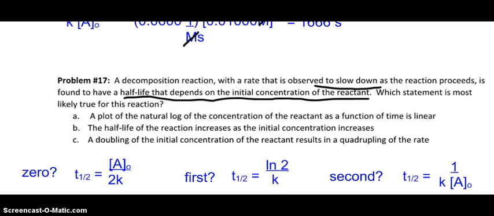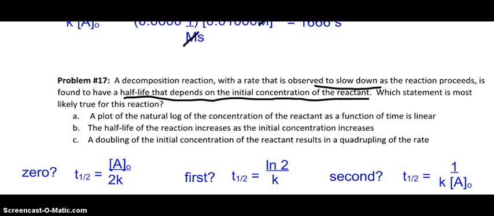All right, so knowing this is second order, a plot of the natural log of concentration of the reactant as a function of time is linear. What do you think about that? I hope you all said no, that's a first order answer. So if the answer was first order, then A would make a lot of sense. So A is wrong. How about letter B? The half-life of the reaction increases as the initial concentration increases. What do you think about that?